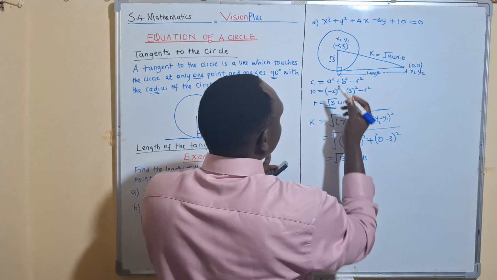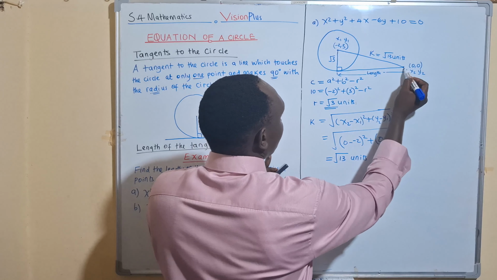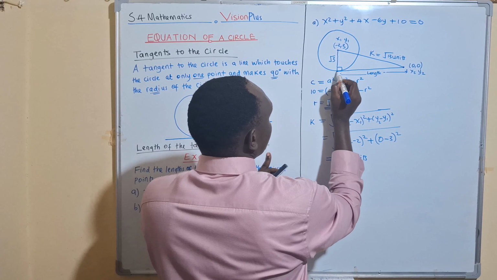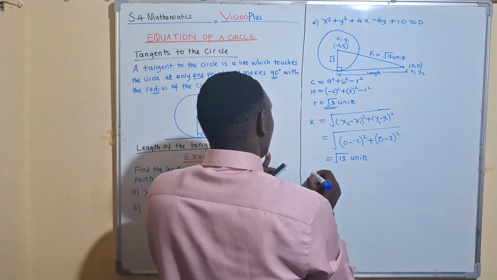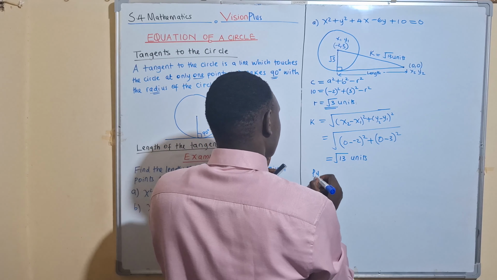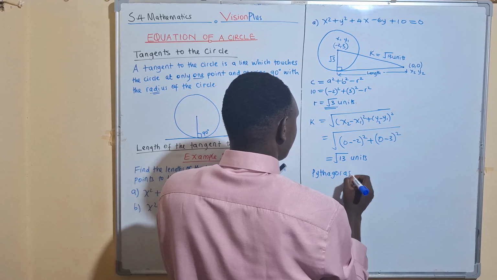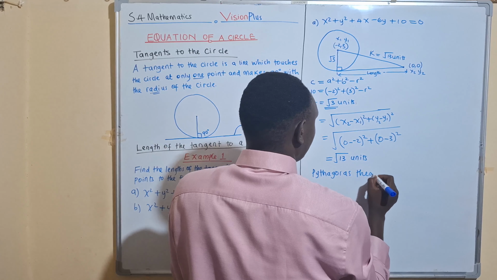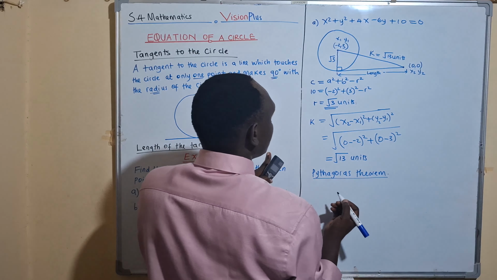Now that we know the distance from here to here and from here to there, we can apply Pythagoras theorem to find the distance from here up to there. In some books, in the South Sudan book, we have Pythagoras theorem, which I will use in this case.